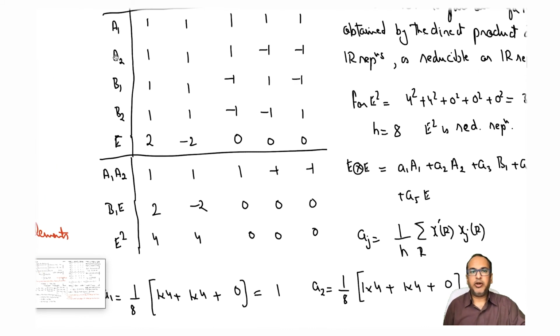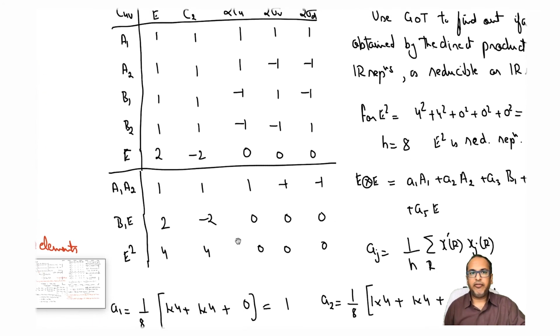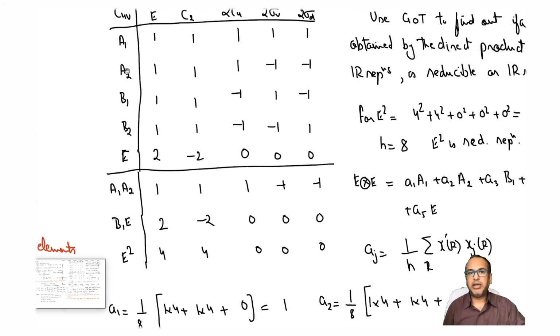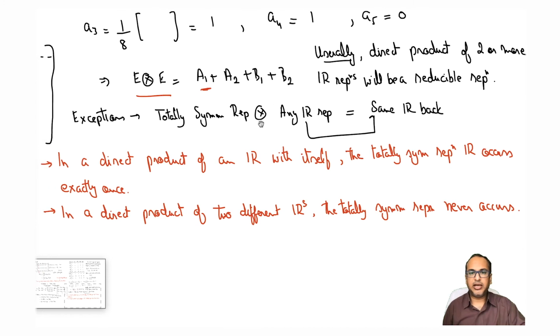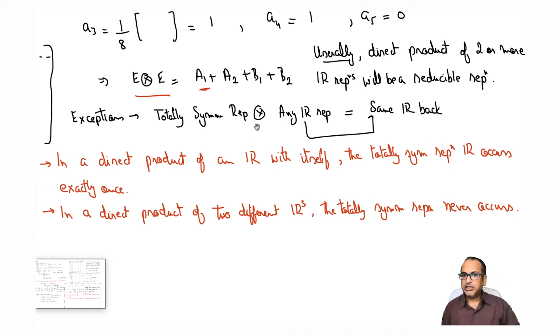Similarly, if we do A2 into B1, or A2 into B2, or A2 into E, or B1E, or B2E, in any of these direct products, A1 will never come. That's what it says. And if we do a self product, A1 will come, and it will come exactly once, right? So in a direct product of two different IRs, the totally symmetric representation never occurs.